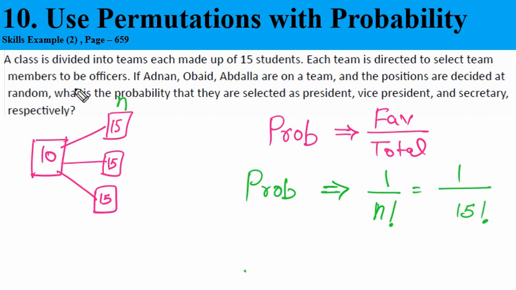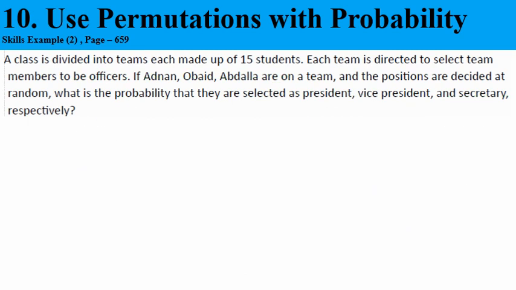Okay, if I don't give you this order, if I don't decide anything about this, if I just say a class is divided into teams, each made up of 15 students, and each team is directed to select team members, okay, then what is the probability for that? So that will give you 1 over factorial n, and that is 1 over factorial 15. Okay, so that's it for this video, and see you in the next one.